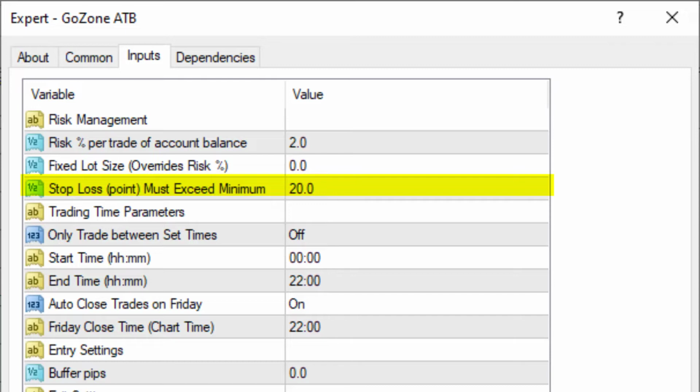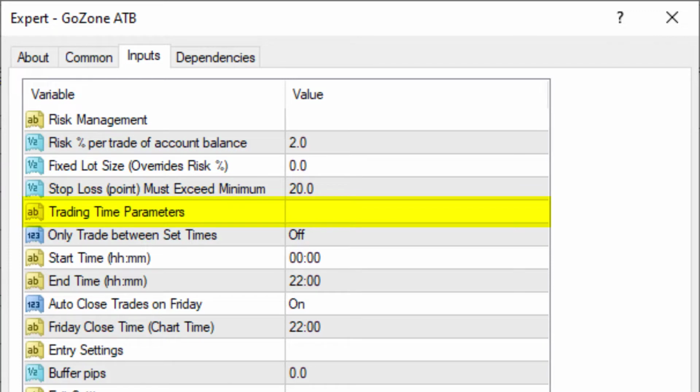Every broker has a minimum stop loss they will accept on each trade. You must know what that minimum is. If you do not, and you set the ATB to enter a trade below your broker's minimum, when there is a signal, the ATB will enter the trade, and then your broker will promptly stop you out, causing you to lose capital. This is why you paper trade, so you can test the limits of the market and your broker.